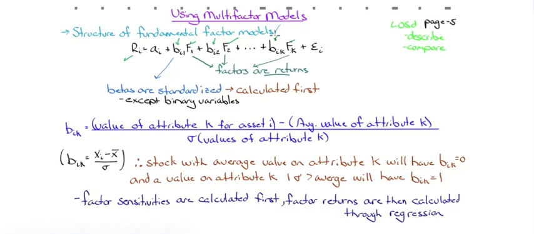This way here we start differently. We calculate our betas first. Once we have our betas, we use regression to determine what the factor return was. So betas are standardized. They're calculated first except for binary variables. For binary variables, you'll either have a 0 or a 1 as a beta.